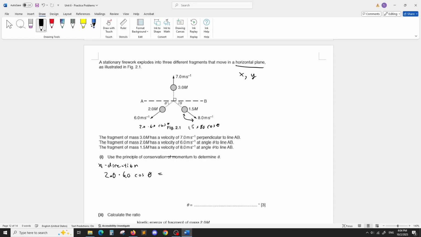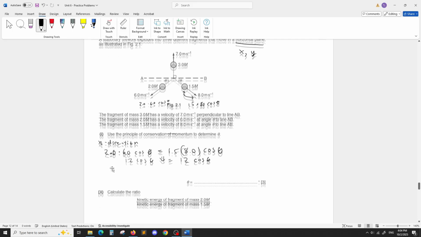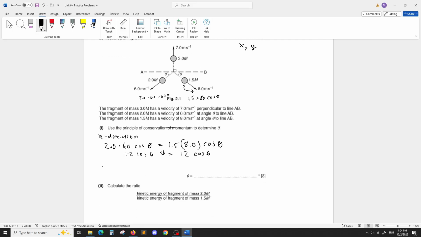And this has to be equal to the other side, 1.5, 8.0, cosine theta, because the left and right have to be equal to each other. And then it turns out you get infinite solutions because 2 times 6 is 12, is equal to 12 cosine theta. So we actually can't deduce anything from the x direction, so we have to use the y direction.